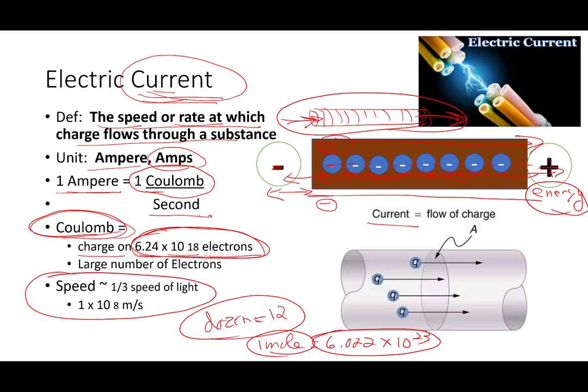How fast does electric current flow through a wire? Very often a number of about 1/3 the speed of light, which is very crazy fast, 1 times 10 to the 8th meters per second. So it is a very quick way for electrical energy to get from one place to another via these multiple electrical repulsions.